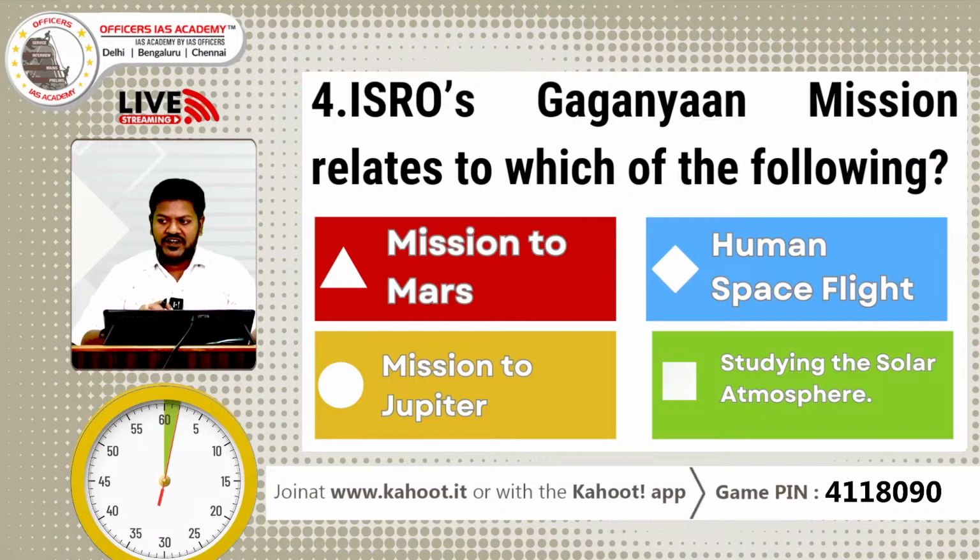So the 4th question today: ISRO's Gaganyaan mission relates to which of the following? Option A, mission to Mars. Option B, mission to Jupiter. Option C, human space flight. And option D, studying the solar atmosphere.